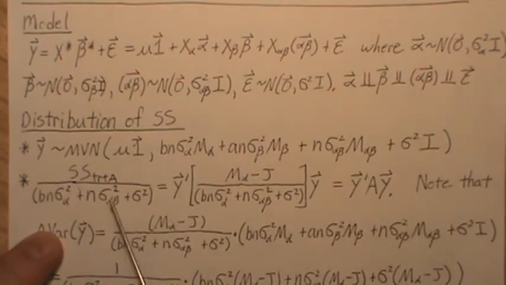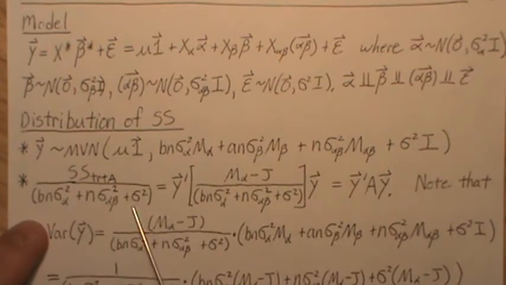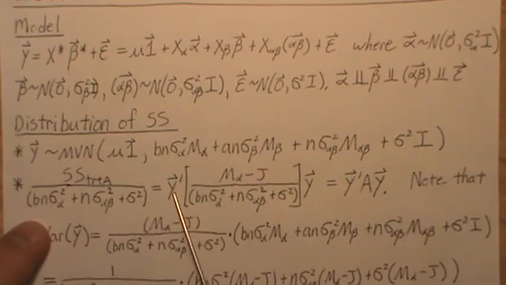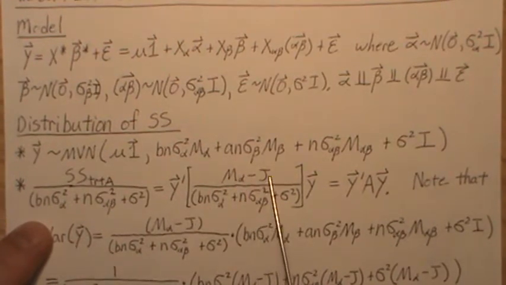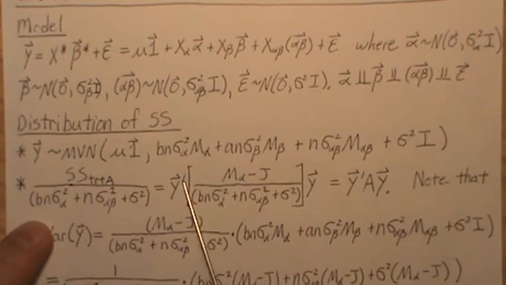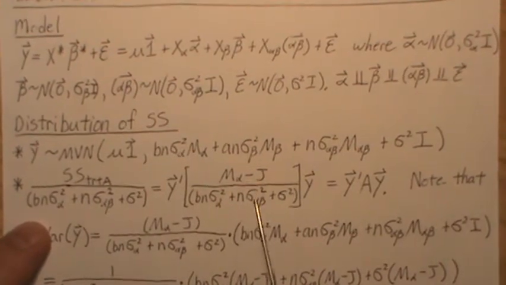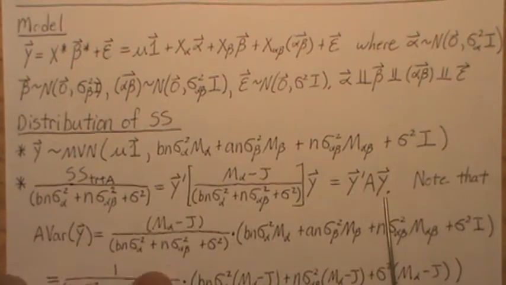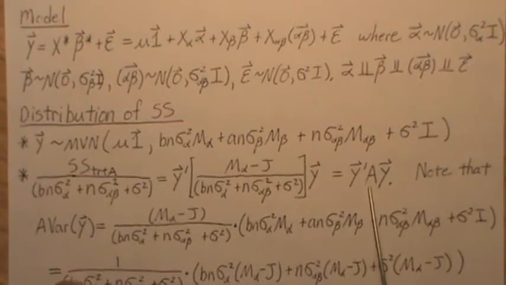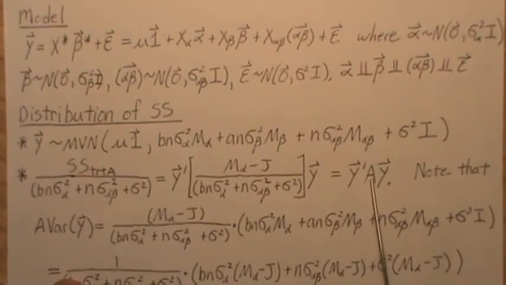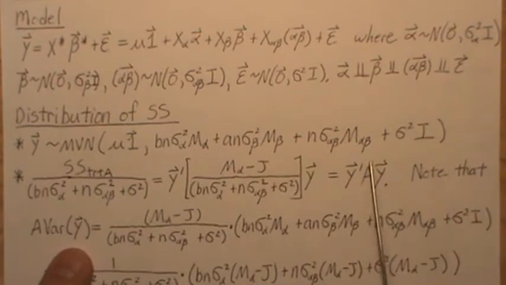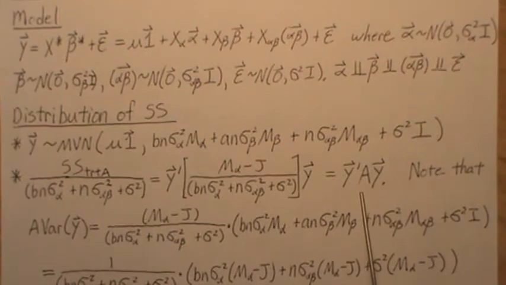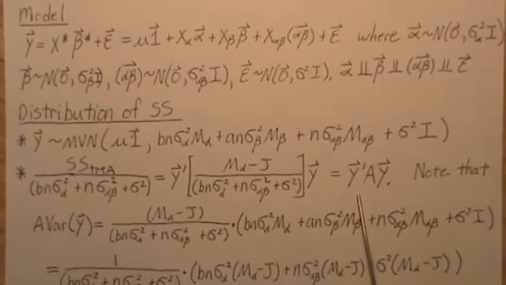So we're going to look at the sum of squares associated with factor A, and we're going to divide it by this constant. Now, the sum of squares for factor A is y transpose times M alpha minus J times y. So we're going to take that constant and just put it in this matrix here. Generically, we can call this y transpose A y. Now, for the theory to work, this matrix A times the variance of y, which is this big dog, has to be idempotent. And if it's not idempotent, then the theory becomes much, much tougher.